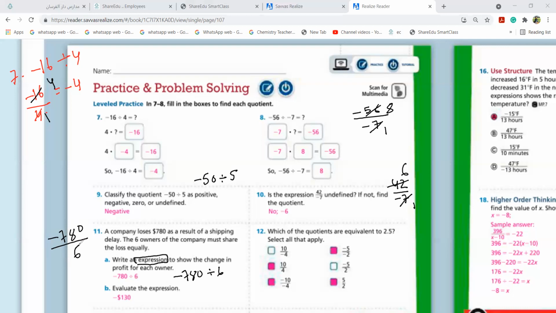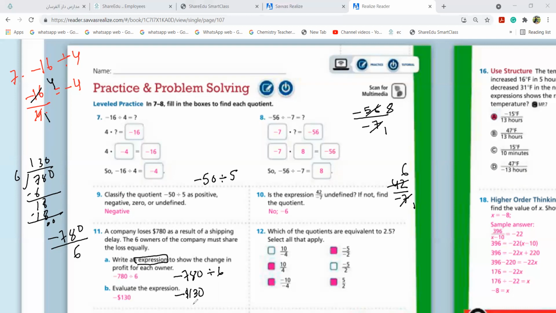How do you solve 780 divided by 6? Simple. Take this division. 6, 1, 6. 6 threes are 18. And 0. So your answer is $130. Why negative 130? Because here one was negative and the other is positive. I hope you got it.